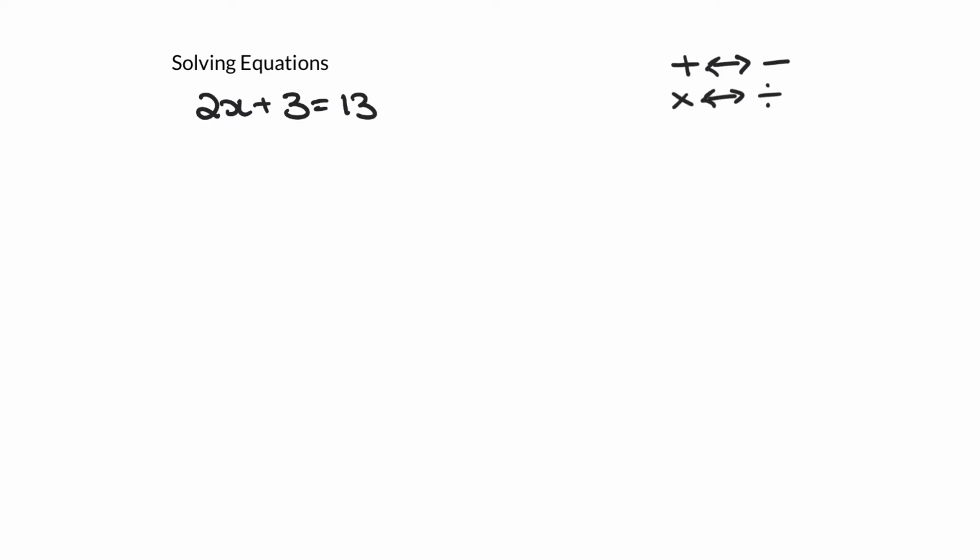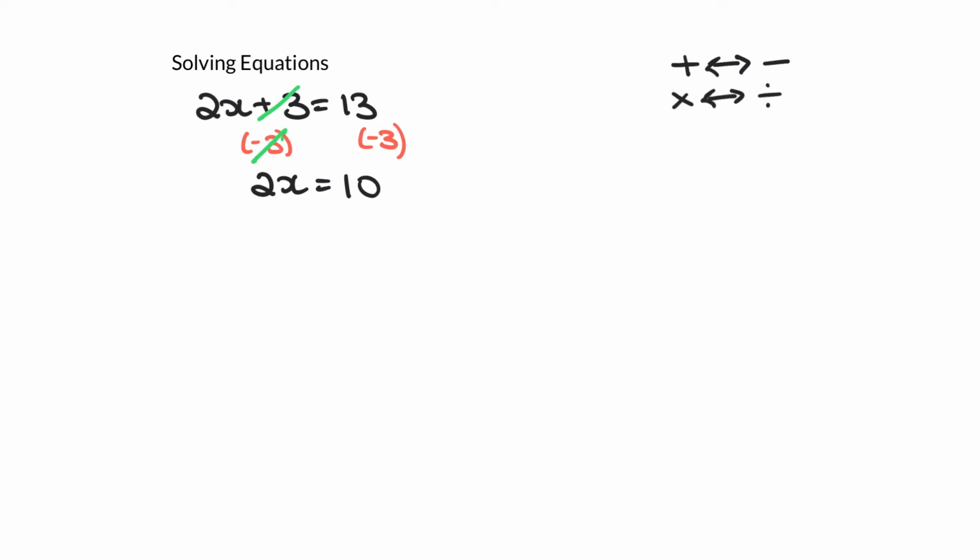So looking at our equation right now with 2x plus 3 equal to 13, first thing that I would do is to subtract 3 from both sides because that's the opposite of add 3. So on the left-hand side, the add 3 and the take away 3 cancel, leaving us with 2x. And on the right-hand side, 13 take away 3, well, that leaves us with 10.